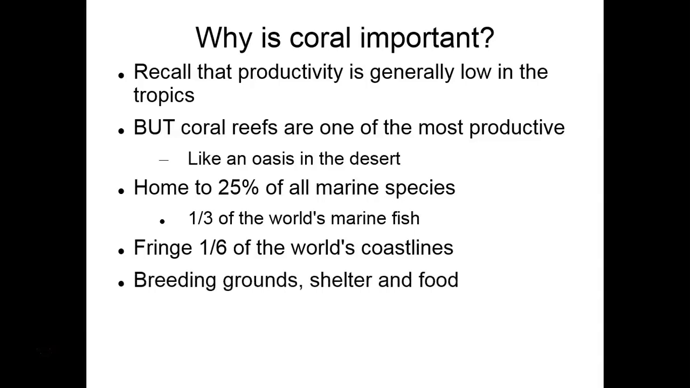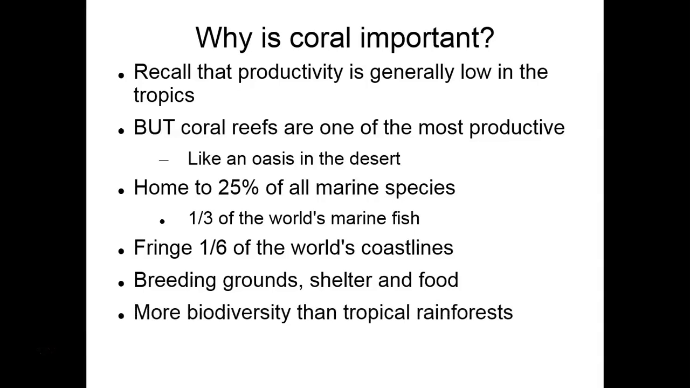They provide breeding grounds, shelter, and food for lots of different organisms, fish and invertebrates as well. And they have been shown to have more biodiversity than tropical rainforests. So remember, biodiversity means how many different types of organisms are in an environment, and how different one individual is from the other within a specific species.